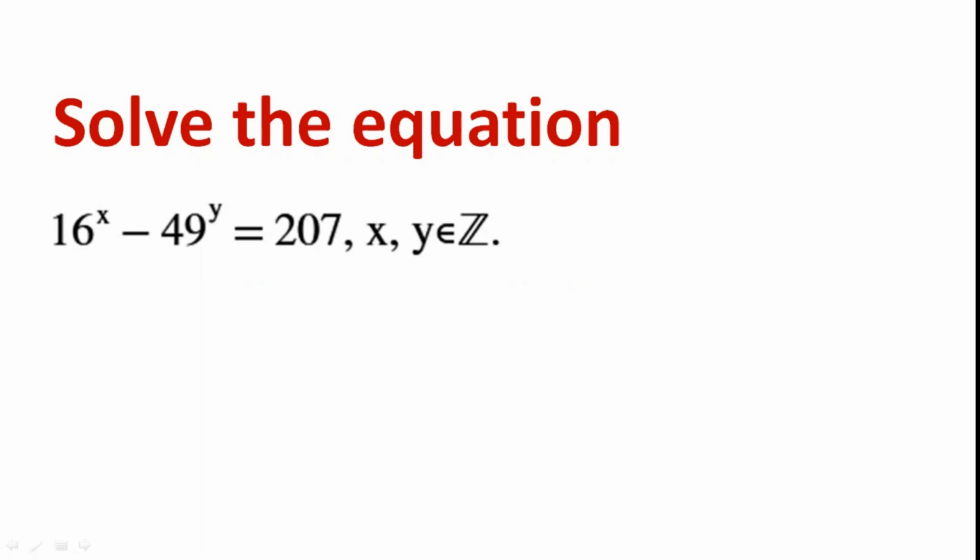Solve the equation 16 to the power of x minus 49 to the power of y equals 207, where x, y are integers.